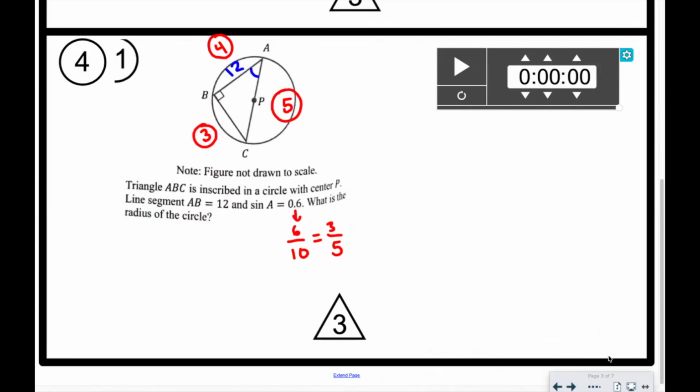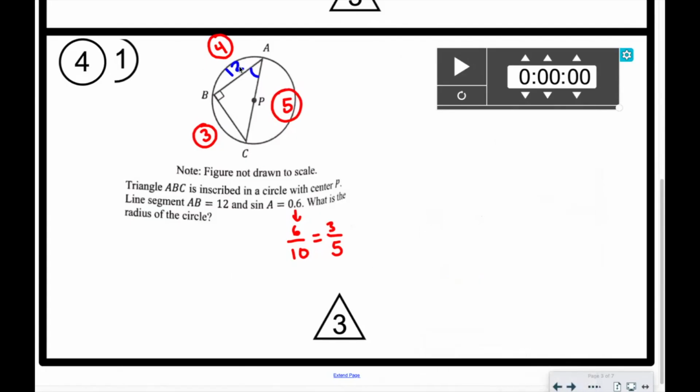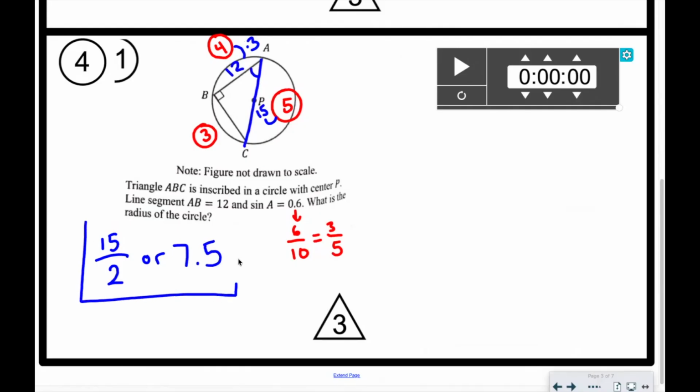So now what happens is I'm going to go back to blue and I'm going to say, all right, well, it's a 3, 4, 5 triangle. And clearly I'm multiplying by 3 because that's where the 12 comes from, right? 4 times 3 is 12. So then if I multiply 5 by 3, I get 15. But 15 represents the hypotenuse, which is the diameter. They want to know the radius, so the radius is half of that, so we're going to do it as 15 over 2 or 7.5. Either answer would be acceptable.